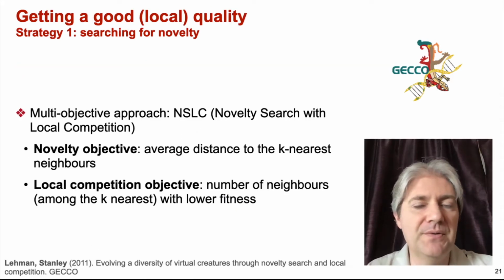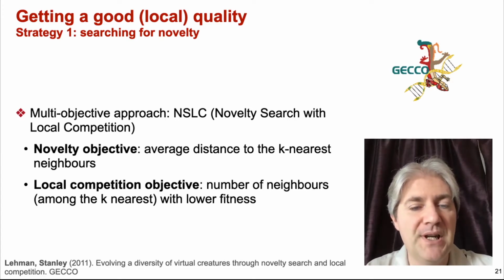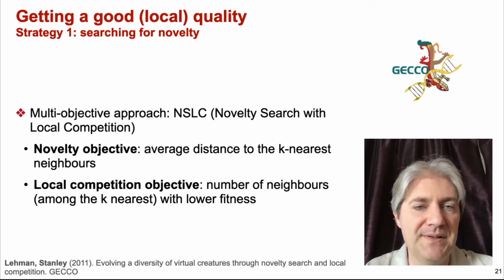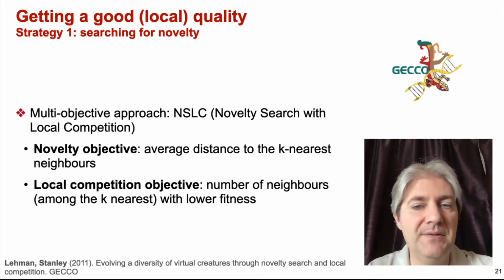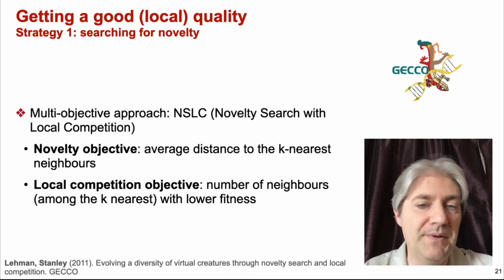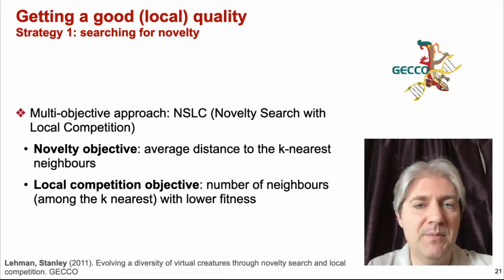So how can we generate solutions with a good quality? A simple strategy consists in using a multi-objective approach in which we add a local competition objective to the novelty objective. With this local competition objective, we will improve the quality of the solutions locally. And if we look at the archive we generate at the end, we will have a set of solutions with this good local quality, which is what we are looking for.